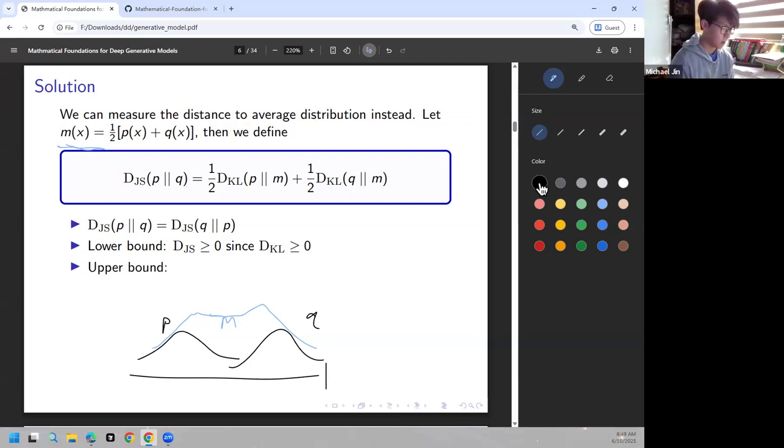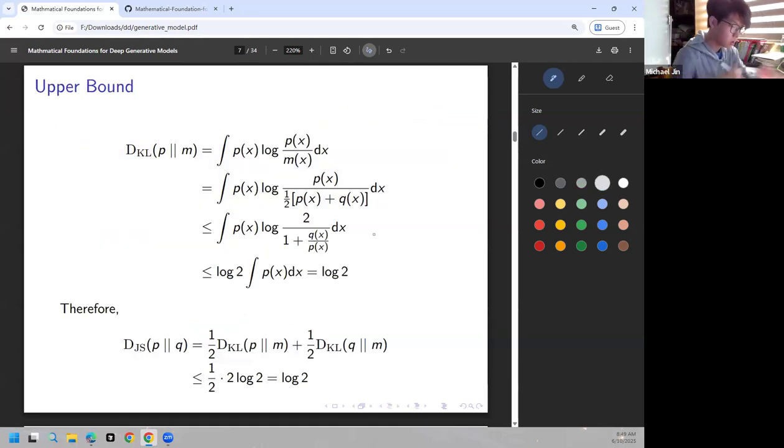The second is the lower bound. Since all KL divergences are greater than or equal to 0, the JS divergence, as the sum of two KL divergences, is also never negative. And also for the upper bound, okay, so let's see the upper bound here.